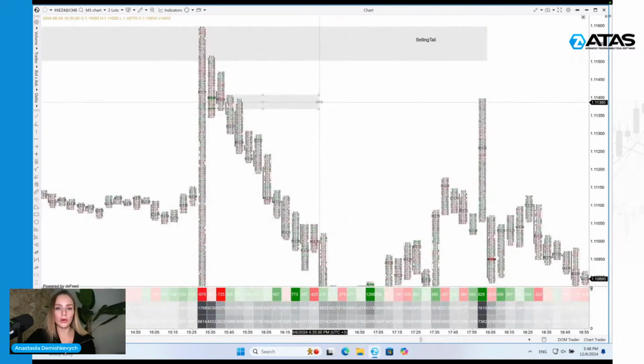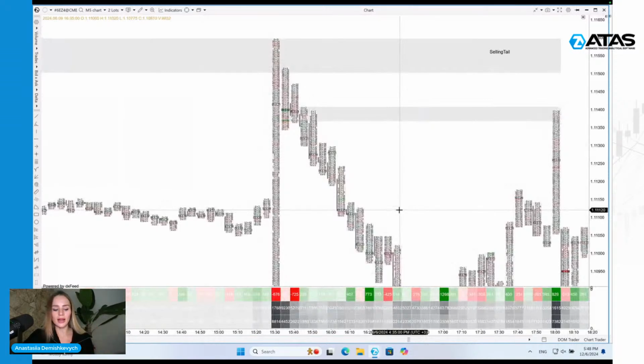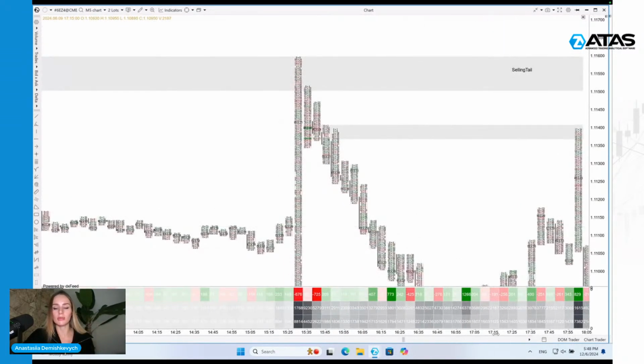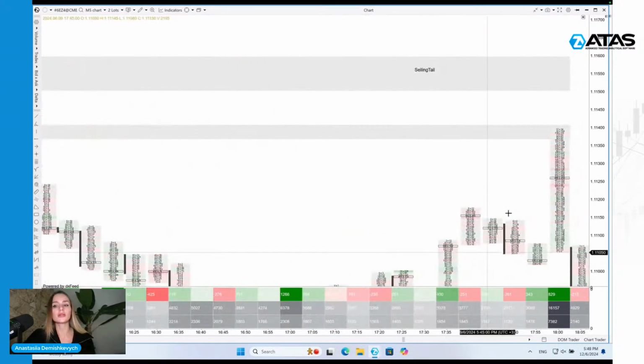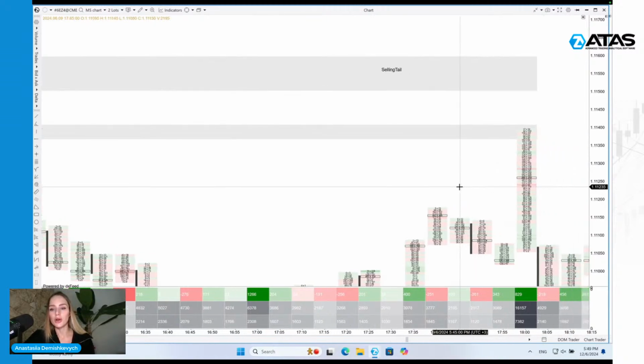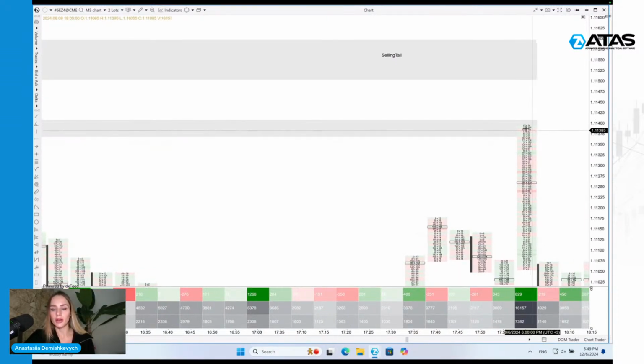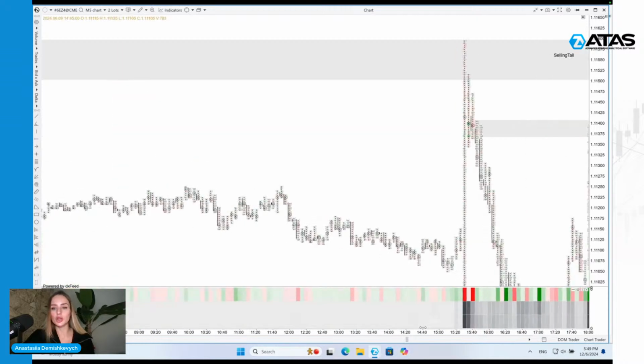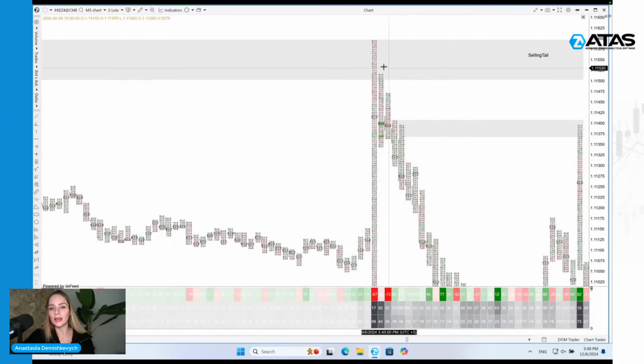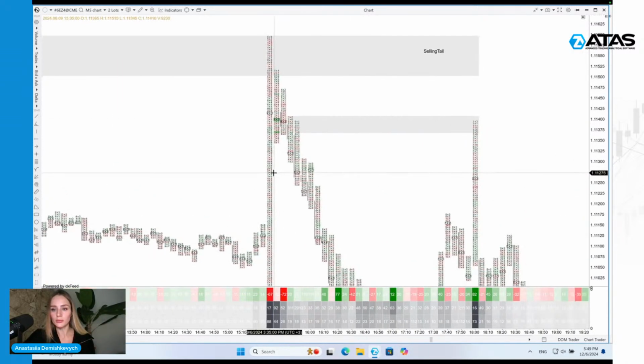So I would prefer to see the price coming back to the zone. And I didn't prepare it, guys, for you. I wanted to show you examples on the real chart. And as you can see, the price perfectly comes back to our green bright delta levels. And this would be our entry. And if this would be our entry, I would place my stop loss once again behind the selling tail.